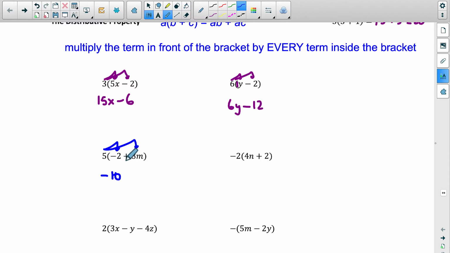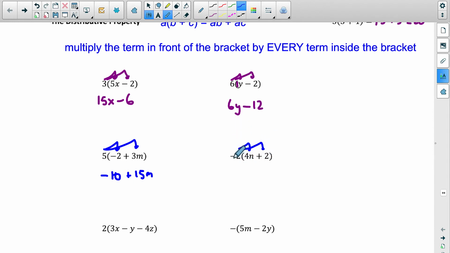I know it's a plus, but it can also be a positive. 5 times positive 3m. Well, there's no negative, so it's positive. And 5 times 3m is 15m. Multiply the numbers together and keep the letter the same. Okay, getting pretty repetitive here, isn't it? But now we're getting some negatives, so it gets a little bit harder.